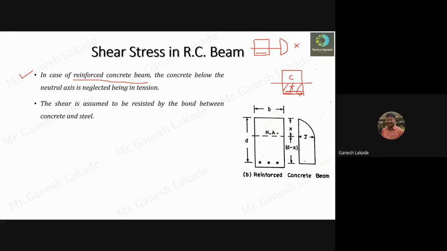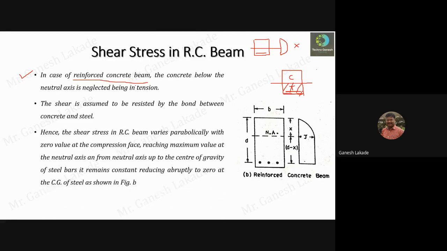So the distribution of shear stress across the section will be like this, as you can see in the figure. The shear stress in an RC beam varies parabolically, with the value 0 at the compression face, and reaches maximum at the neutral axis. Then it remains constant and reaches 0 abruptly at the CG of the reinforcement that we have provided.